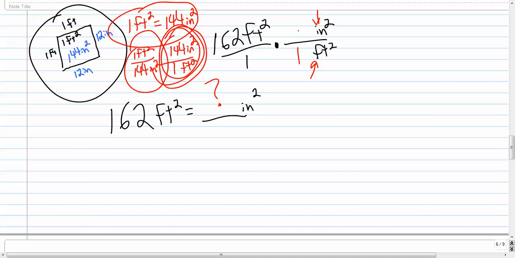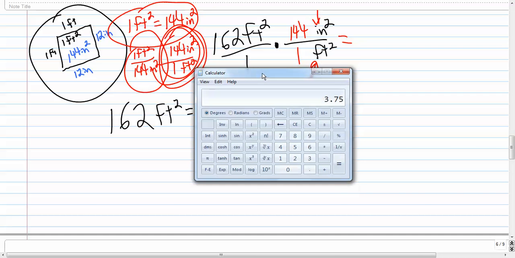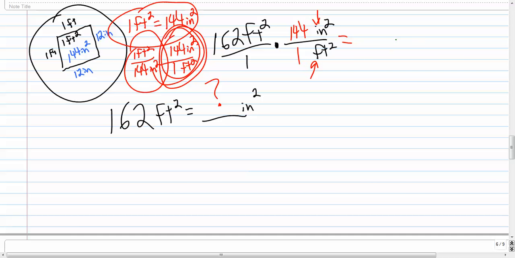1 square foot is 144 square inches, so that is going to give me an answer of 162 times 144, and I get 23,328. So 23,328, and feet squared, or square feet, canceled out, so that is square inches.